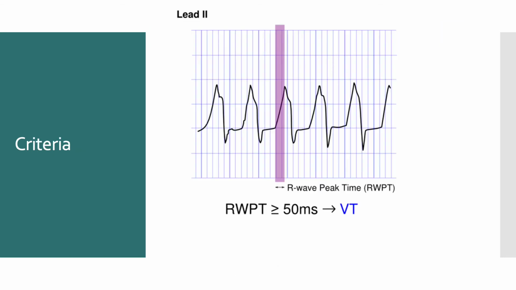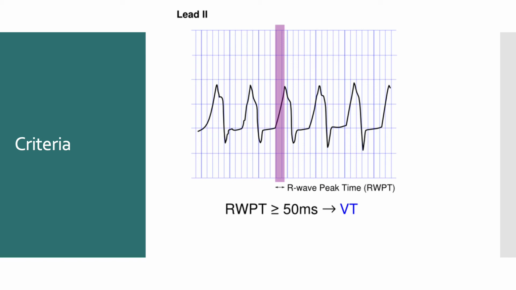These QRS morphology features that I described are just natural physiology. That's how a bundle branch block normally looks. The initial part's very fast, and there's certain typical features that we look for. So the criteria that were developed, such as the R wave peak time in lead II and Brugada criteria, actually look at these features to find which features are typical of a bundle branch block and which aren't.